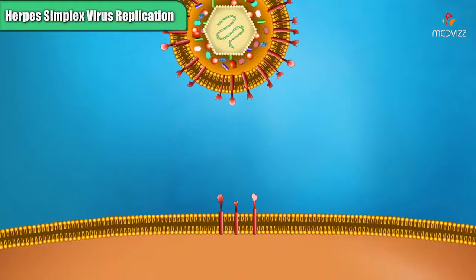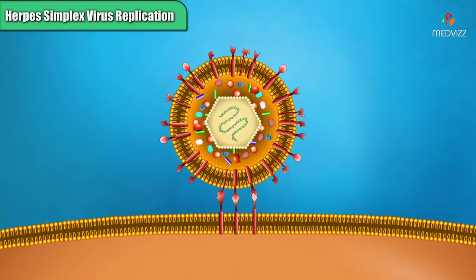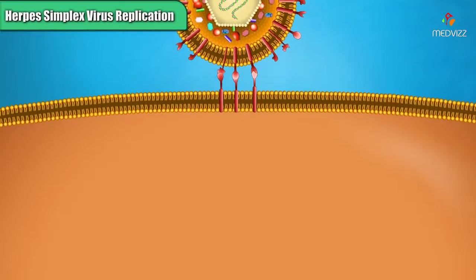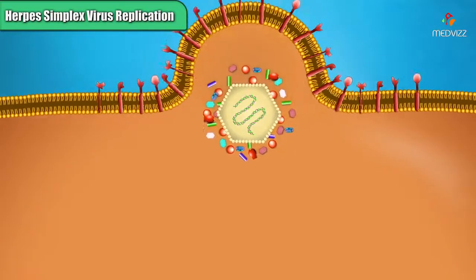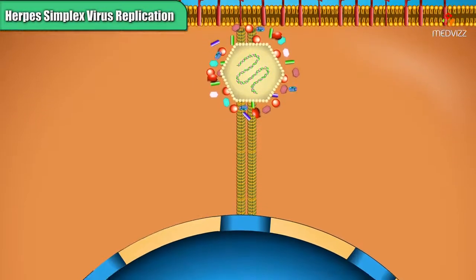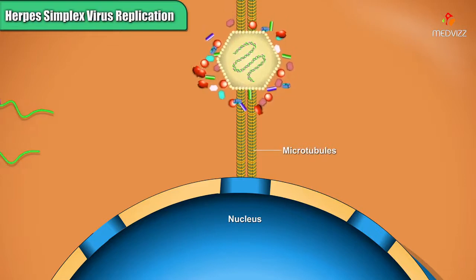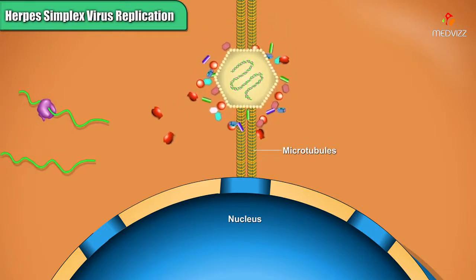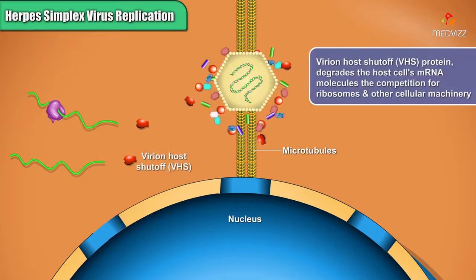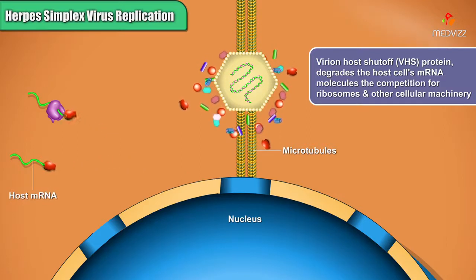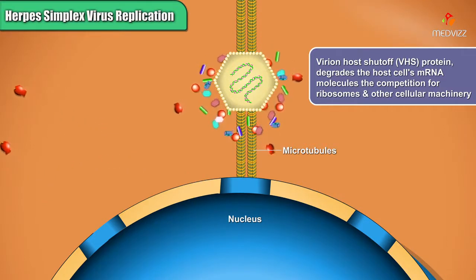The herpes virion can bind to several alternative receptor molecules in the host cell membrane, after which the envelope fuses with the host membrane, releasing the capsid into the cytoplasm. The capsid travels down a scaffold of microtubules to the nuclear membrane. At the same time, a protein from the tegument, called virion host shutoff, or VHS protein, degrades the host cell's mRNA molecules and thereby eliminates the competition for ribosomes and other cellular machinery.